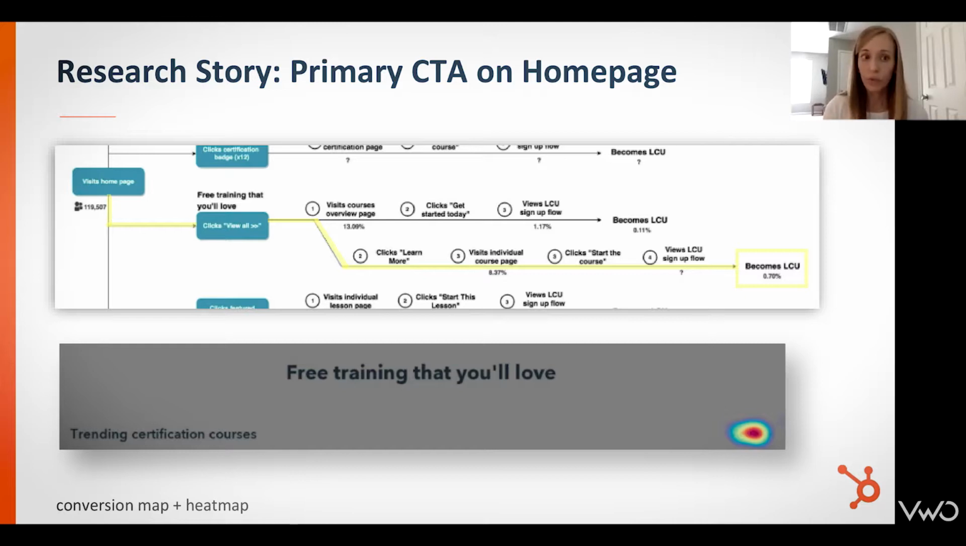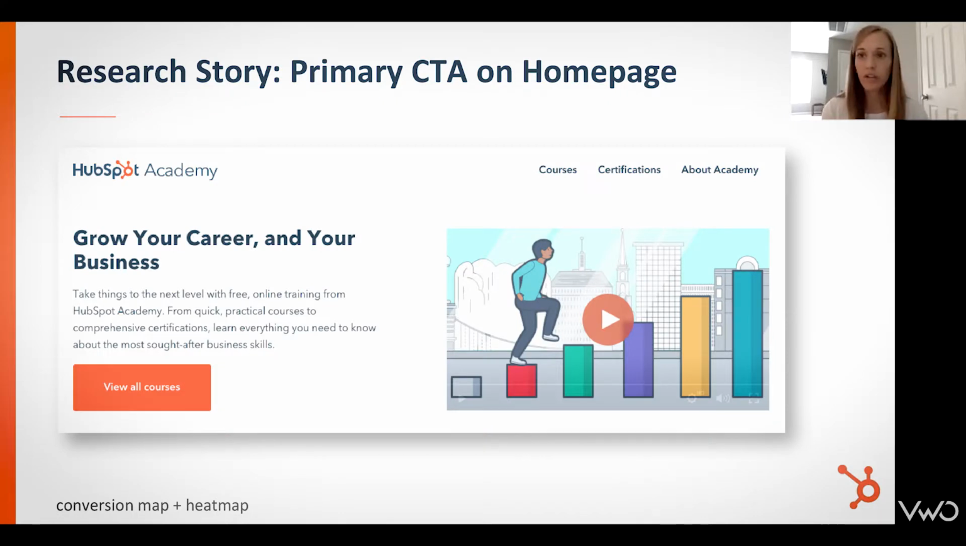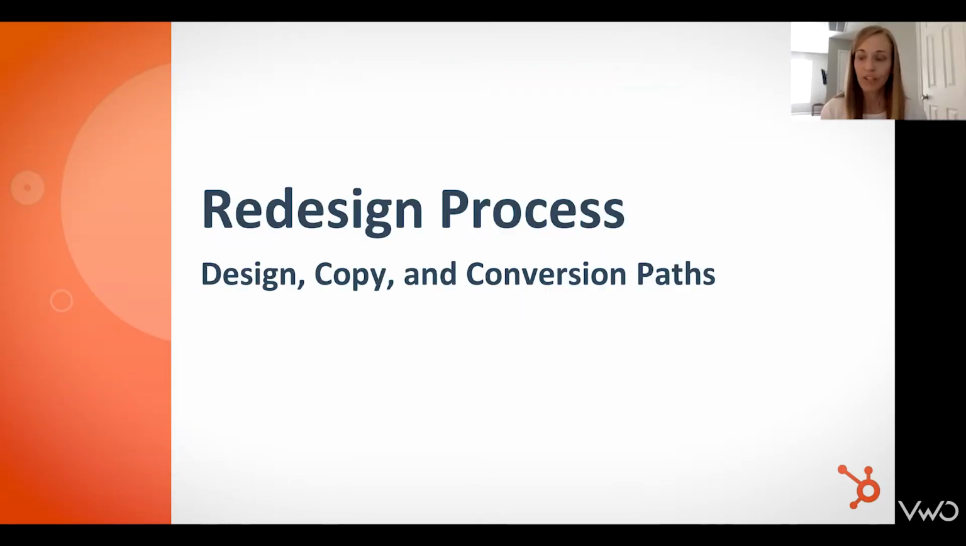So when we redesigned, we made this CTA, this View All, one of our primary CTAs. Here in the redesign, you can see we decided to make View All courses the primary CTA. In fact, it appears as the hero CTA in this visual, and also in other prime positions throughout the homepage, styled as a button. So this also tied back to our original goal of helping people find the content they were looking for. Moving on to the next phase of the redesign process, we'll look at design, copy, and conversion paths.